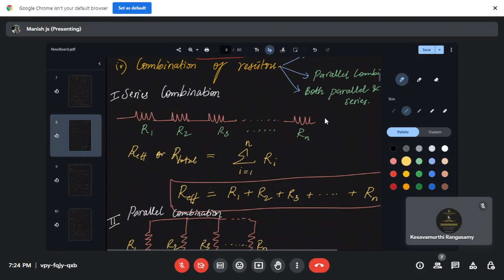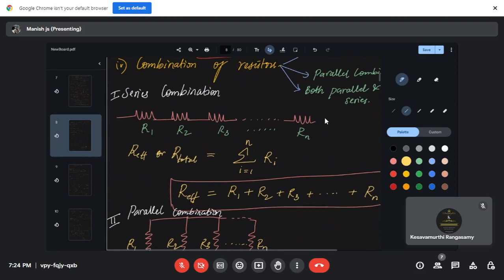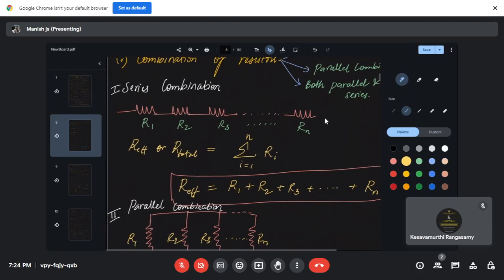Where each compartment in a train would refer to each resistor. So R1, R2, R3, and so on up to Rn, when they are connected in series, the effective resistance is simply the algebraic sum of the individual resistors. So you just need to add them. That will give you the total resistance in series combination.